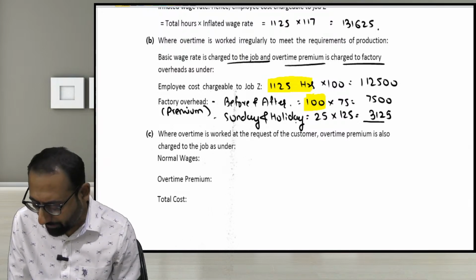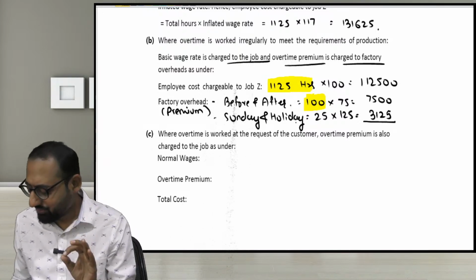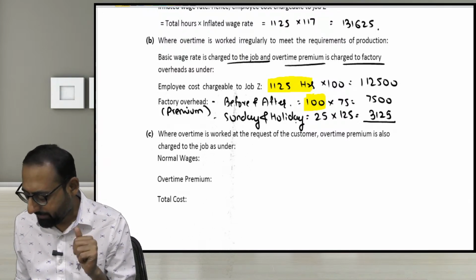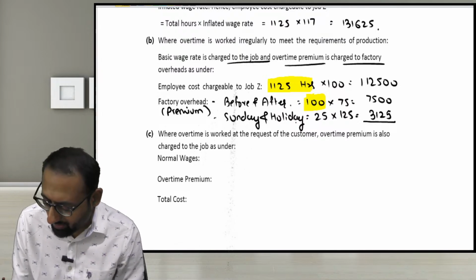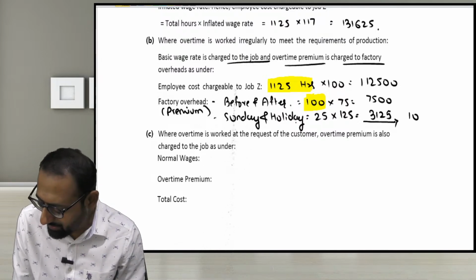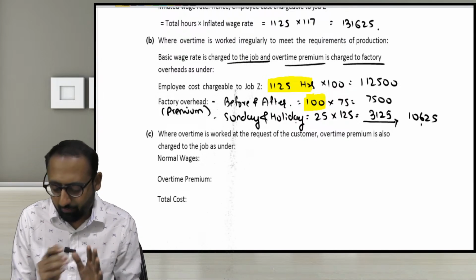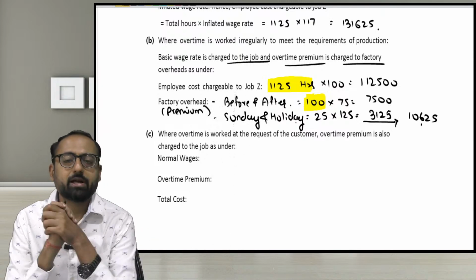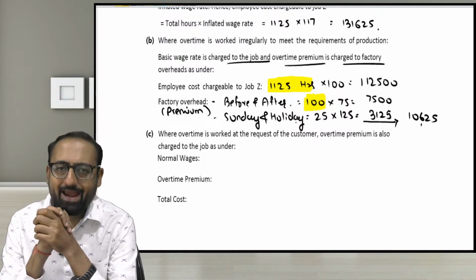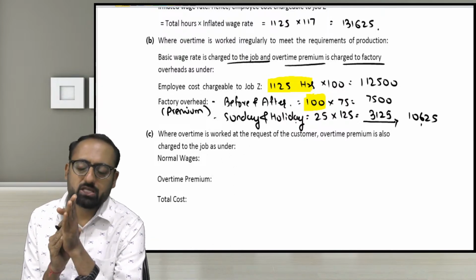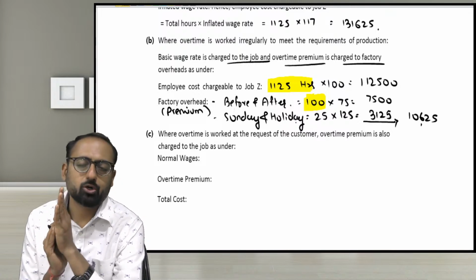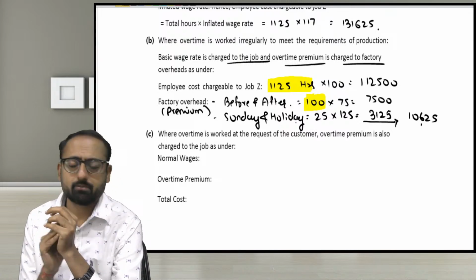So total premium amount will be 7,500. 7,500 plus 3125, it will be 10,625. So premium part will be transferred to factory overhead, and that basic wages will be recovered from job number Z, will be recovered from that customer.